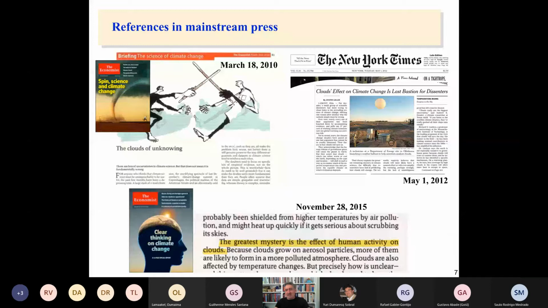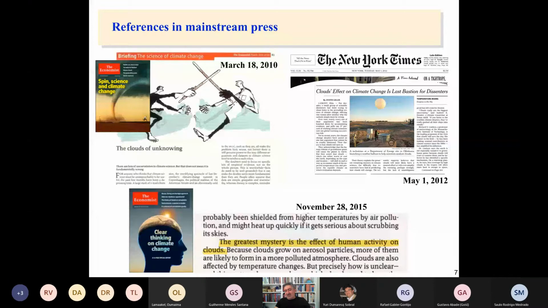I have some examples. This is the front page of the New York Times. Here it's talking about the clouds' effect on climate change. The Economist has many times talked about this issue. This is one of the nice sentences that they had. It says, the greatest mystery is the effect of human activity on clouds.